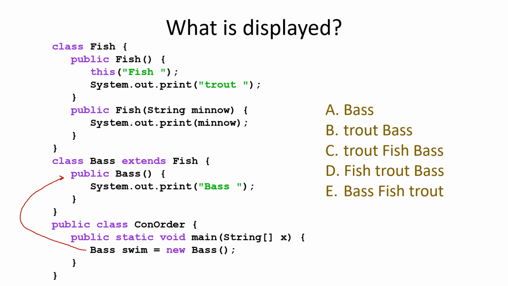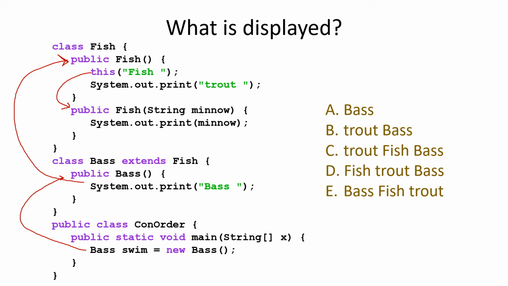BAS then, because it extends fish, will by default have a super in here, and so it calls the fish constructor with no parameters. So it goes up here and calls fish. Fish then calls this with the parameter fish, so that goes down and calls fish. So that will print minnow. Now the fish is passed the parameter minnow, so it's going to print fish.